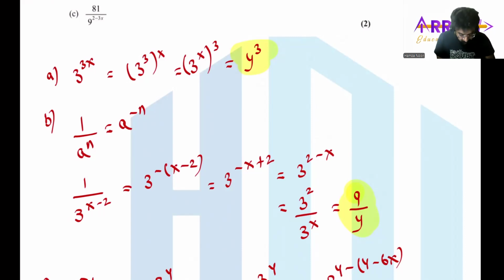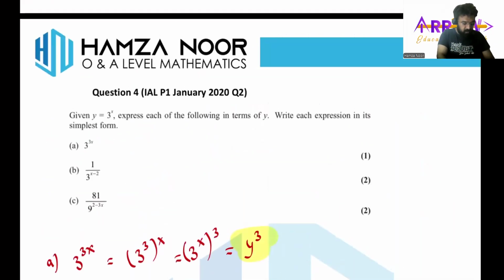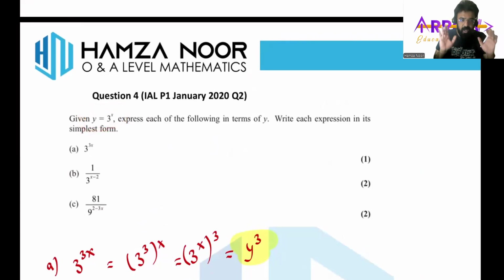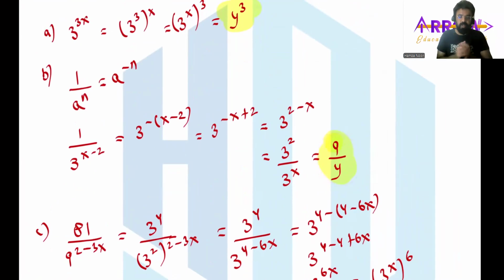Now in place of 3 square I can write 9, and in place of 3 raised to the power of x I can write y. My purpose is to bring the expression in such a form that 3 raised to the power of x is separated. You can individually identify that in this expression, yes, there is 3 raised to the power of x. Wherever you see 3 raised to the power of x, you are going to write y. So I hope you are understanding this scenario. So 9 over y is supposed to be your answer.